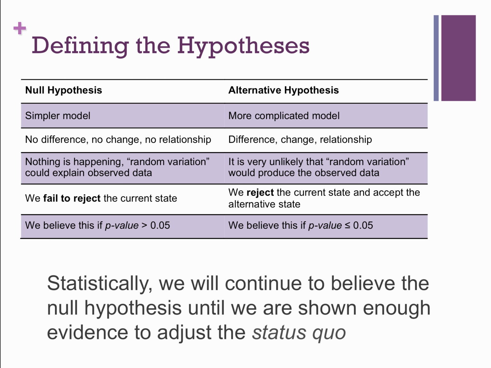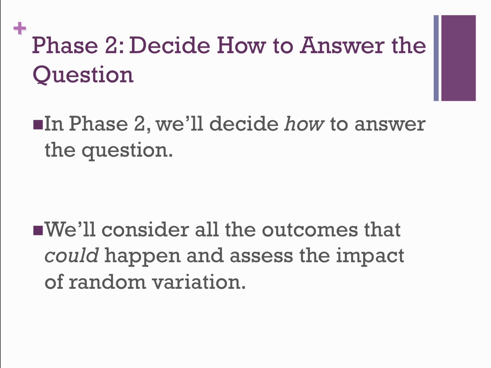Statistically, this is very important, we will continue to believe the null hypothesis until we are given enough evidence to adjust the status quo and believe the alternative hypothesis. It is the preponderance of evidence that we are using our data to determine if we can choose the alternative over the current state of the null hypothesis. So phase 2 will decide how to answer the question. So we'll consider all the outcomes that could happen and assess the impact of random variation.